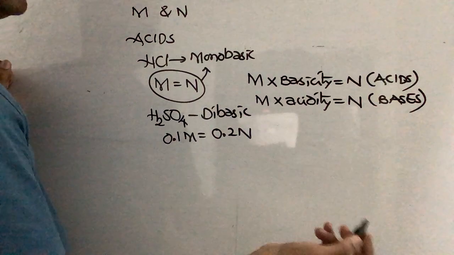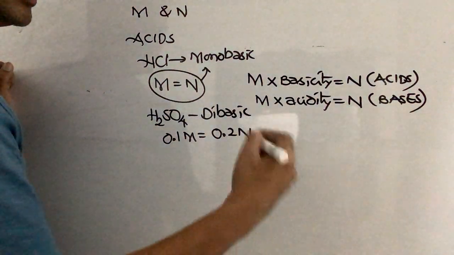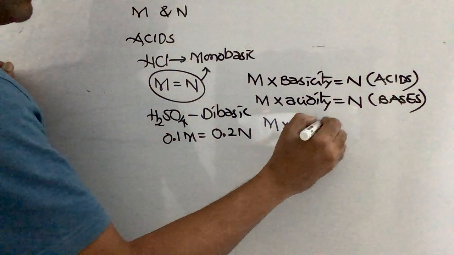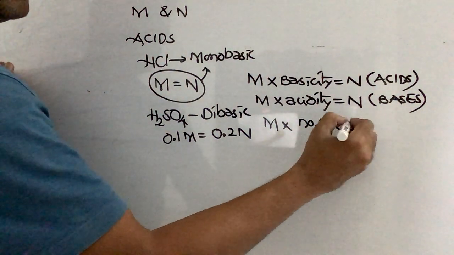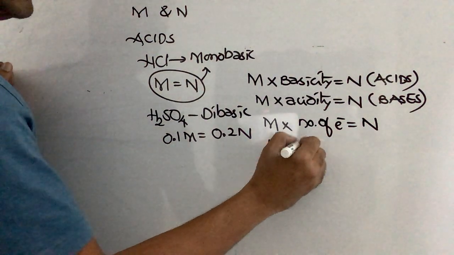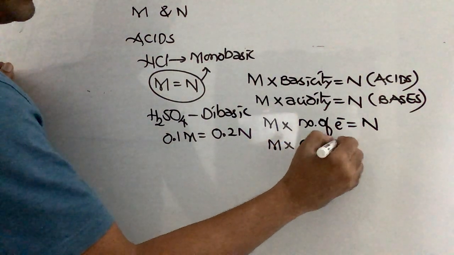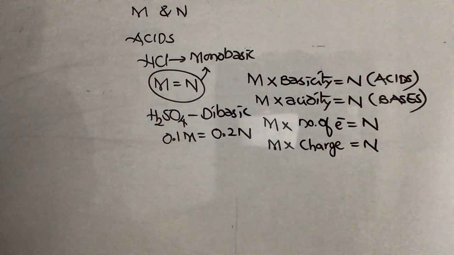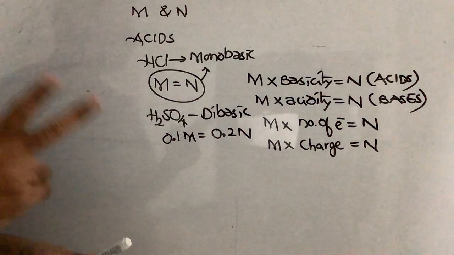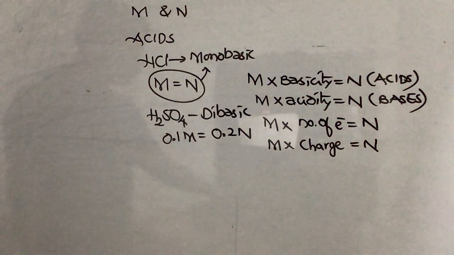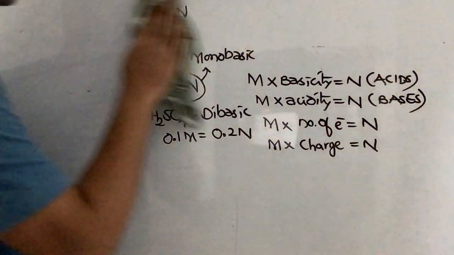And if you want to calculate for the salts or oxidizing agents, reducing agents, for all of them, you can use the simple line: number of electrons involved is equal to normality. Otherwise, molarity into charge of cation or anion is equal to normality. Total charge you need to take. For example, aluminum sulfate is there. 2 aluminum charge you need to take. Total cation's charge or total anion's charge. Okay, don't take overall charge, that will be 0 always. So this is the relation between molarity and normality.